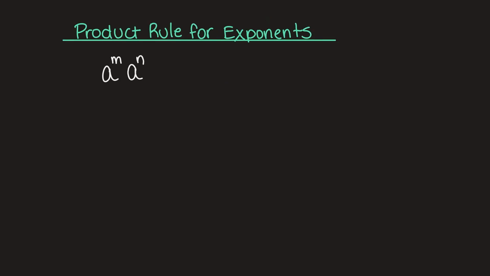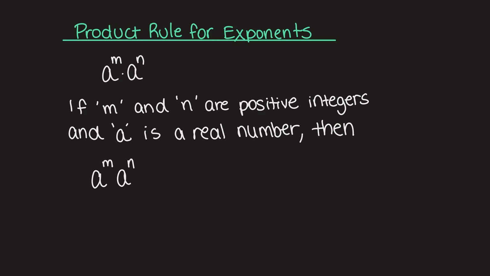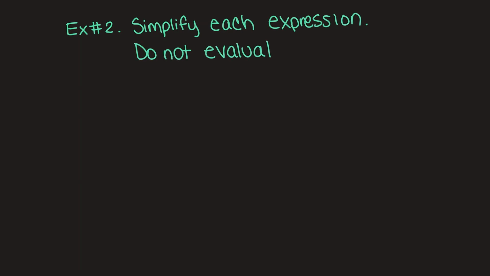So if we have 2 exponential expressions with the same base being multiplied together, like a to the m times a to the n, and if the exponents are positive integers and the base is a real number, then a to the m times a to the n is equal to a raised to the m plus n, where you just simply add the exponents and keep the common base. So let's try a few examples. We want to simplify the following expressions.